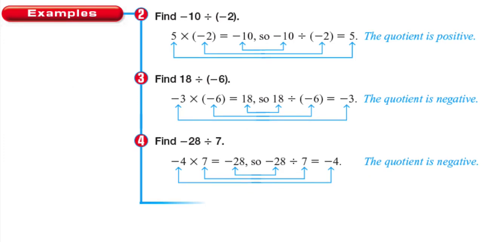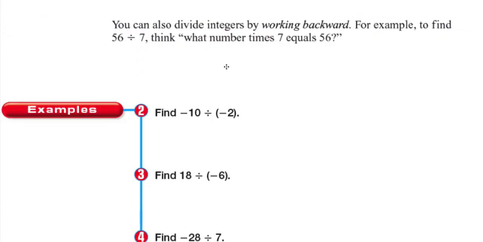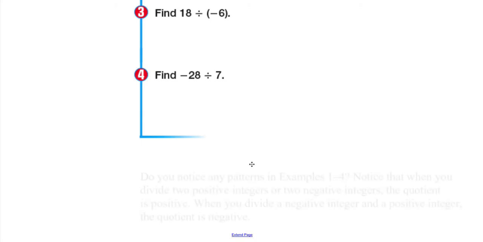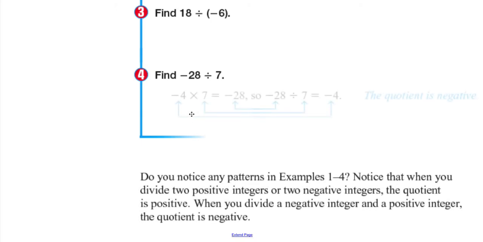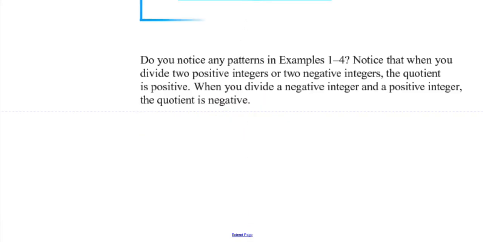Which brings us to a particular rule. Did you notice any patterns in examples 1 to 4? Notice that when you divide 2 positive integers or 2 negative integers, the quotient is positive. When you divide a negative integer and a positive integer, the quotient is negative.